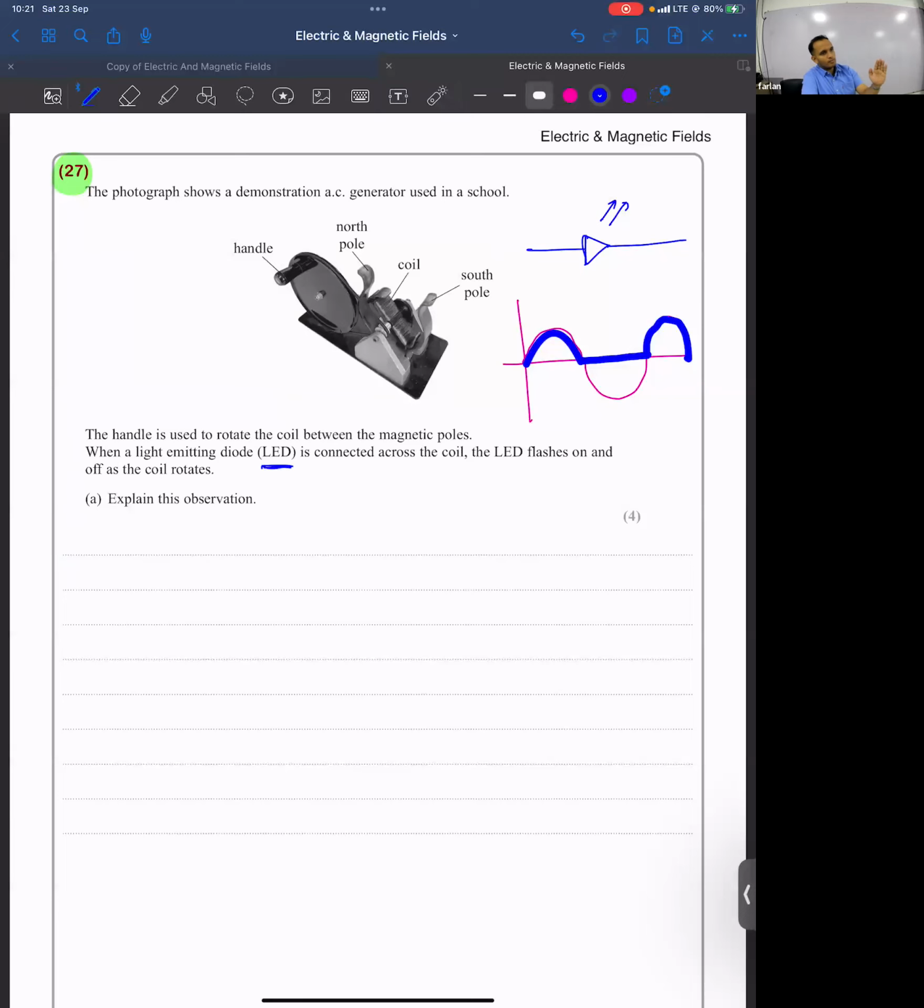So half of the time period, there will be a current. The other half of the time period, no current. Again, the next half of the period, there's current. The following half of the period, there's no current. So the current passing through the LED will be on, off, on, off, on, off. Which means the LED will be flashing. Am I right? Is that clear?